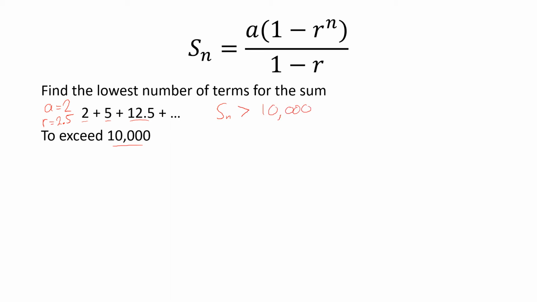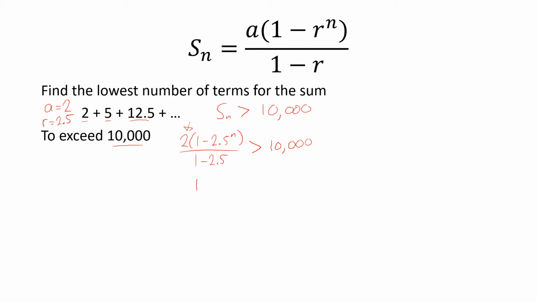Now, we have a formula for Sn, so the first thing we're going to do is plug that in. Instead of Sn, we're going to say we've got 2 lots of 1 minus 2.5 to the n over 1 minus 2.5, greater than 10,000. My first thing I might do here is divide by this 2.